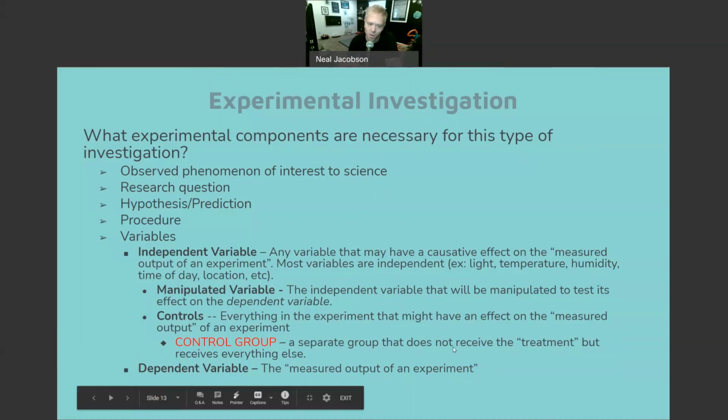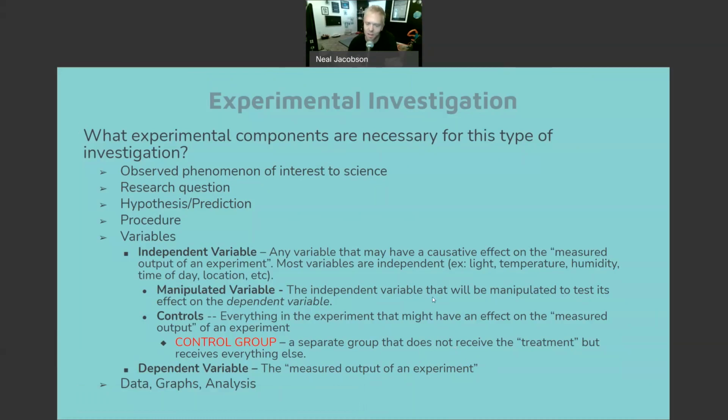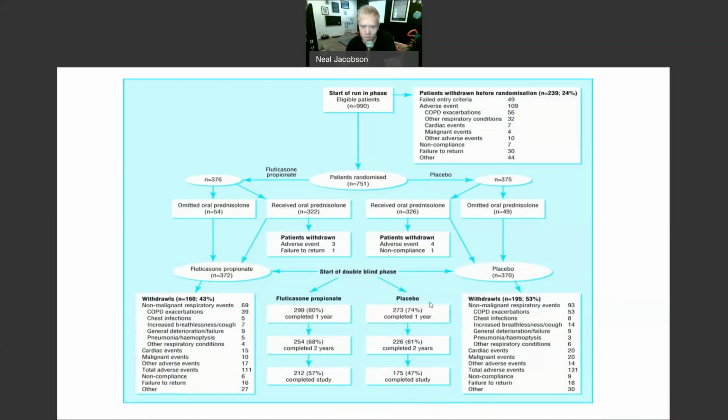And typically independent variables are expressed on the x-axis while the dependent variables are expressed on the y-axis of a graph. And speaking of graphs and analysis, you would also do that for your experiment. You'd present your data, come up with a conclusion, and then of course everything else I said.